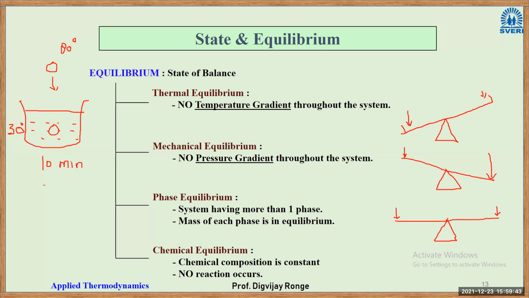So let us say after some time, we will achieve a temperature of 60 degrees Celsius. So that means at 60 degrees Celsius, there is no further rise or decrease in the temperature. The system is under thermal equilibrium. This is an example of thermal equilibrium. This is an example of mechanical equilibrium. Like that way, chemical equilibrium will be there.